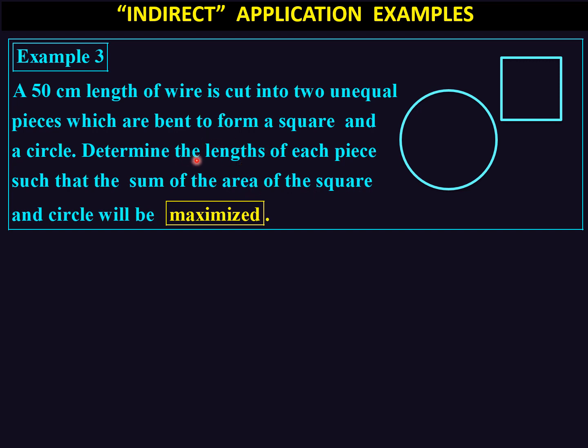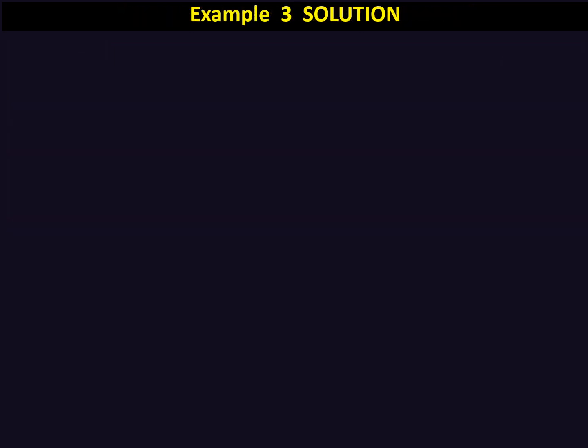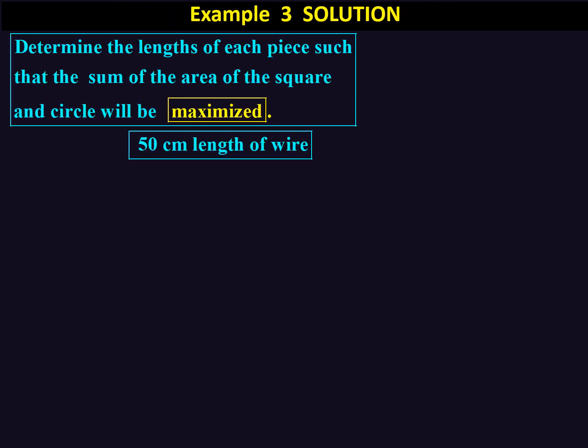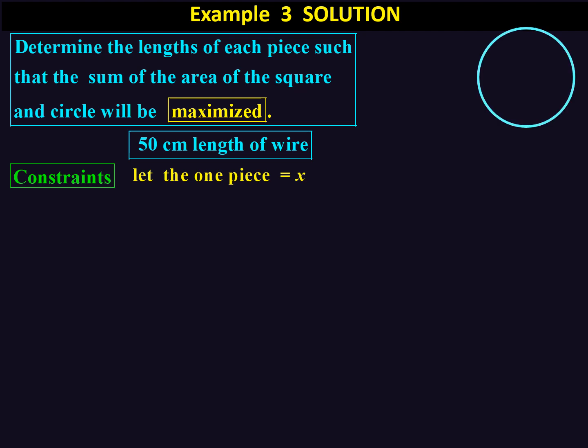Determine the length of each piece such that the sum of the areas of the square and the circle will be maximized. So this area plus this area, the total area, needs to be maximized. We have a length of wire. Remember, I'm cutting it, so I don't know how long I'm cutting the first piece. Let's say that's unknown. So let the length of the one piece be x, and let's use the x with the circle. Then the other piece is, that's right, 50 minus x, and let's utilize that with the square.